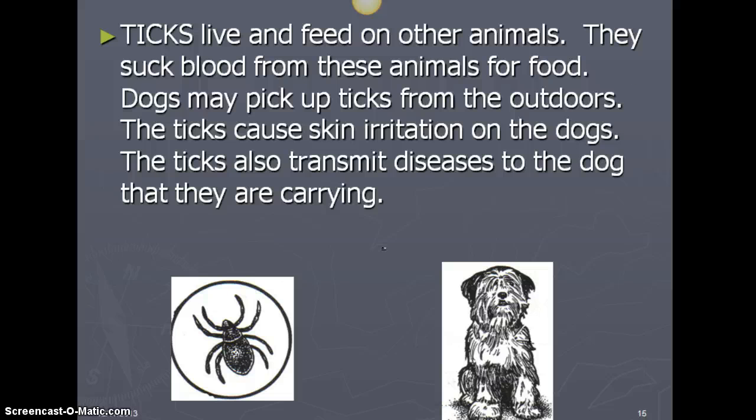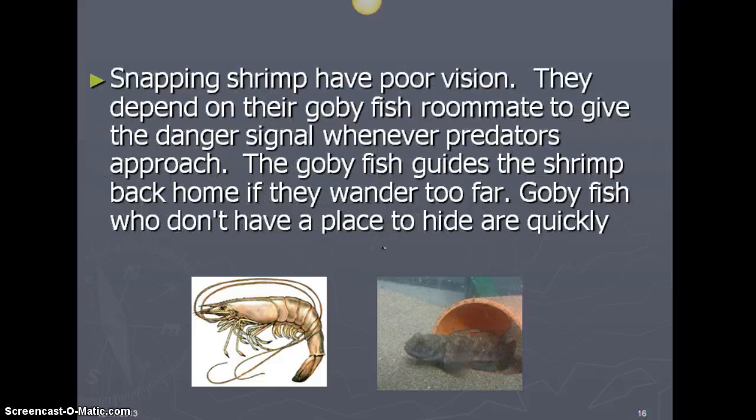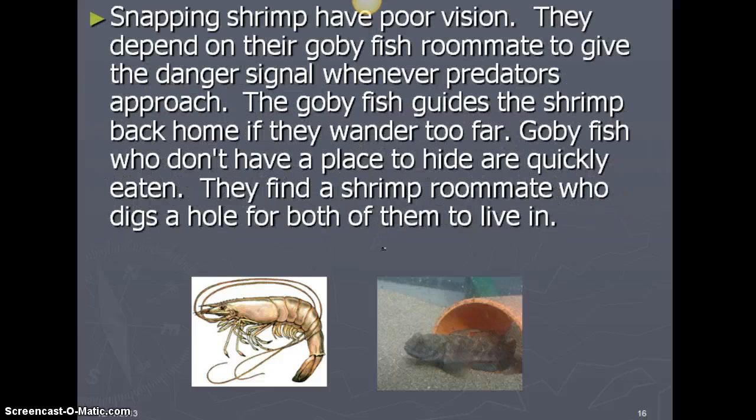So here's an example. Ticks live and feed on other animals. They suck blood from these animals for food. Dogs may pick up ticks from the outdoors. The ticks cause skin irritation on the dogs. The ticks also transmit diseases to the dogs that they are carrying. So which type is this? Give you a second to look at that. And in your notes packet, you can just draw an arrow if you'd like. The example is parasitism.